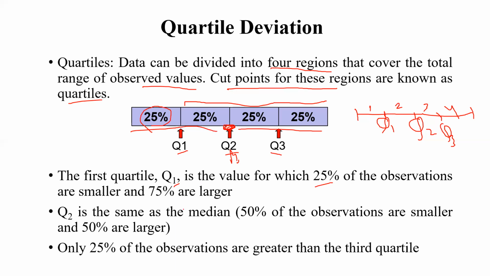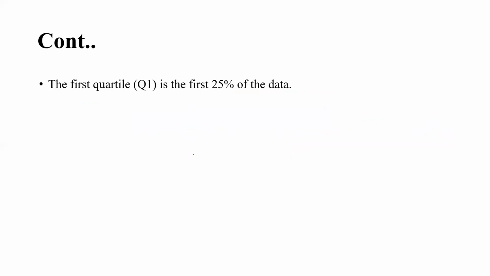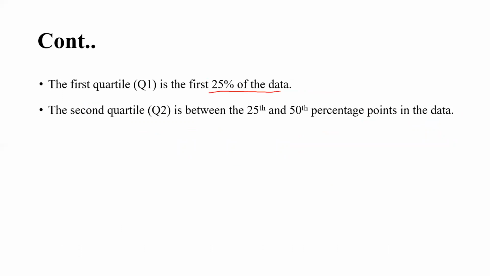Now, only 25% of the observations are greater than the third quartile. So Q3 is known as the third quartile or upper quartile, and Q1 is known as the lower quartile or first quartile. Now, the next points we need to understand. The first quartile Q1 is the first 25% of the data. The second quartile Q2 is between the 25th and 50th percentage point in the data, and the upper bound of Q2 is the median, as I said.